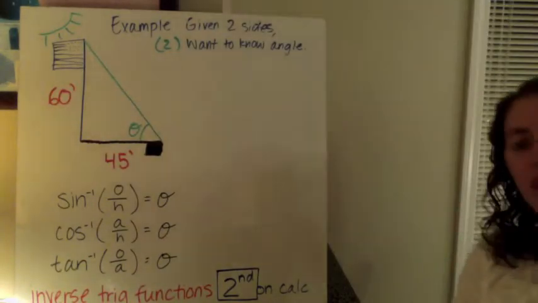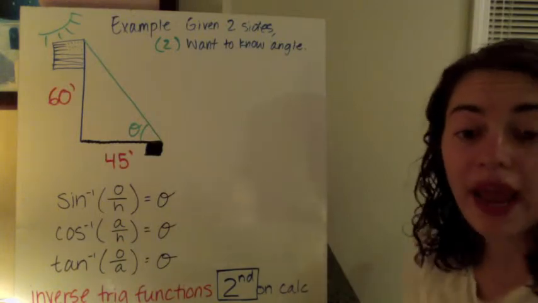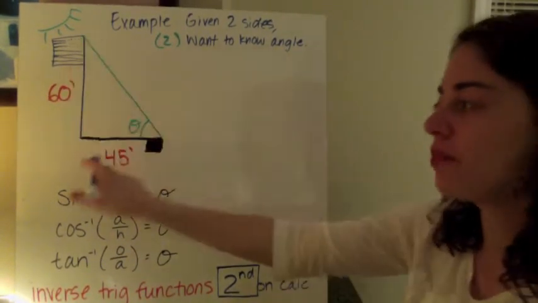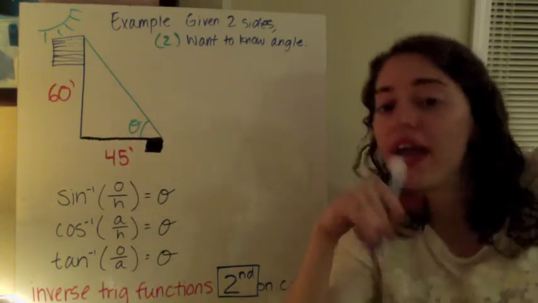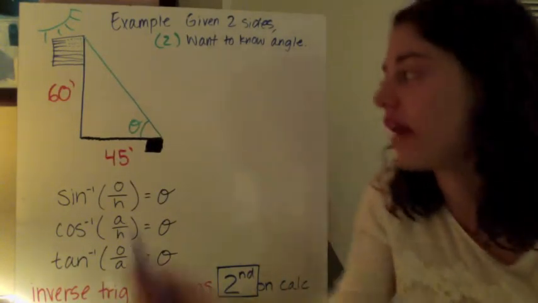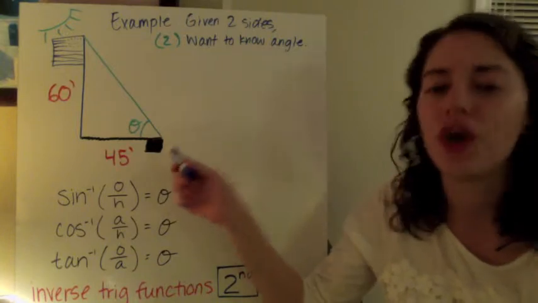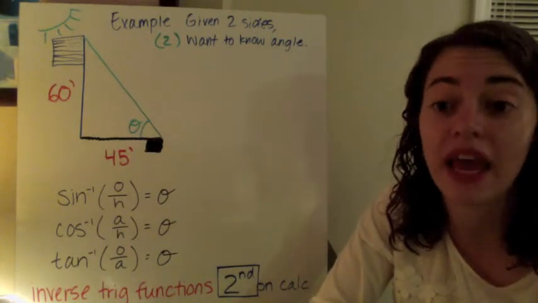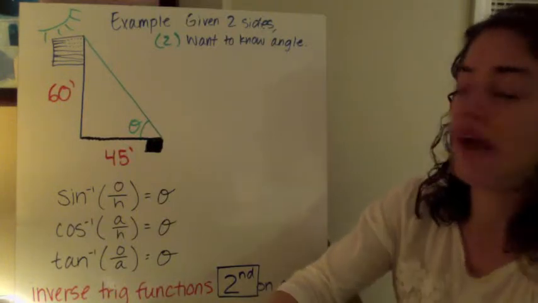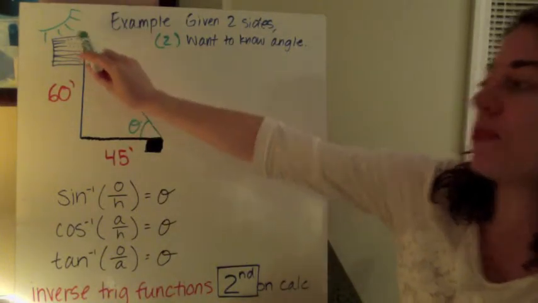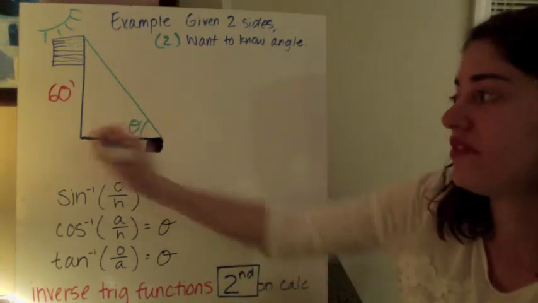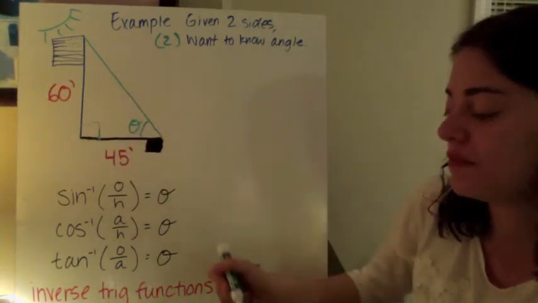But what if we are given two sides and we want to know an angle? This one gets a little trickier. So here I have a flagpole, and I know the height of the flagpole and I know the length of its shadow. What I don't know is the angle of the sun. Maybe I'm trying to figure out what time of day it is. So I have a sun here. It's hitting this flagpole, casting this shadow onto the ground. I have to assume that the ground is flat, making this a right angle.